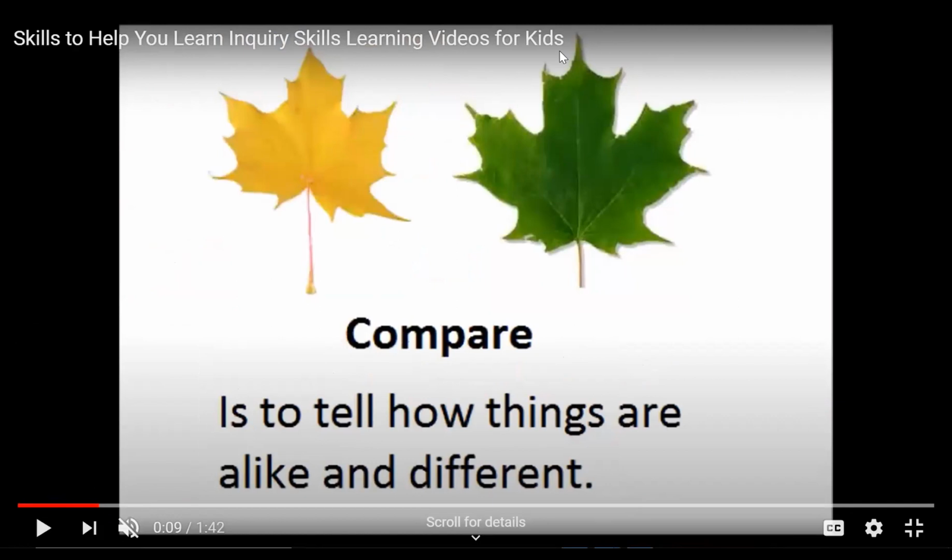Yes, Rayan, you have something to ask? I'm asking you to unmute yourself. Okay, Rayan, you raised your hand. You have something to ask? No. Okay, let me ask you something. When you compare these two leaves, what do you see? What can you tell? You can tell if they are alike or different. How are they alike? Can you tell me? I asked you to unmute yourself. Okay. How are they alike?